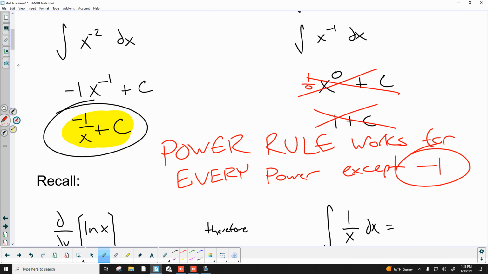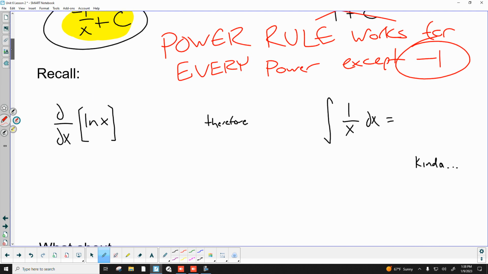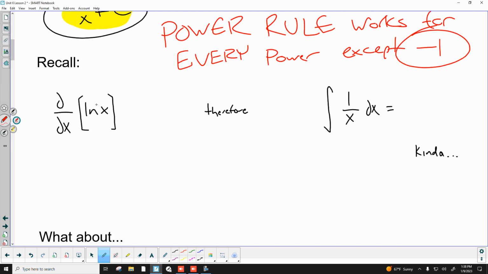So what do we do? Well, we remember what the derivative of the natural log function was. What's the derivative of log x? Oh, it's 1 over x, which means the antiderivative of 1 over x, which is also the antiderivative of x to the negative first, is log x plus c. Kind of. Like 98% there.